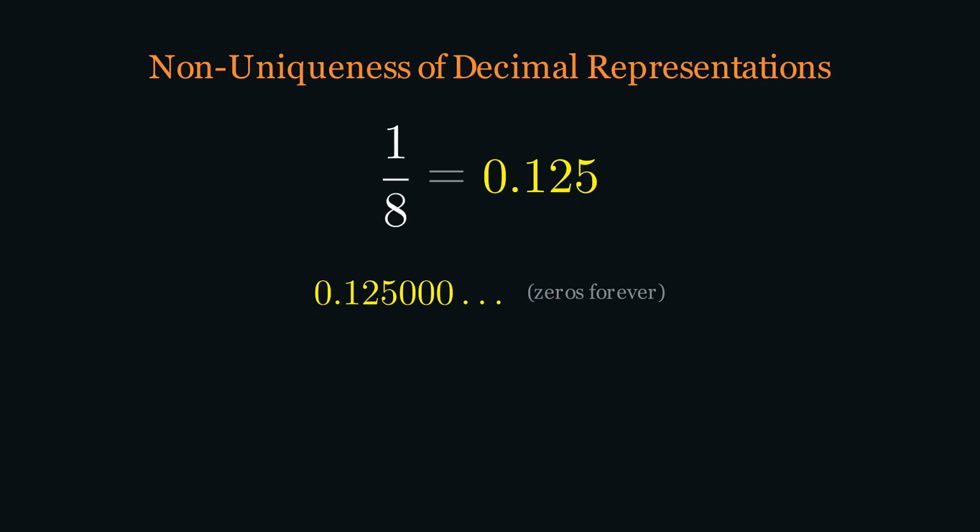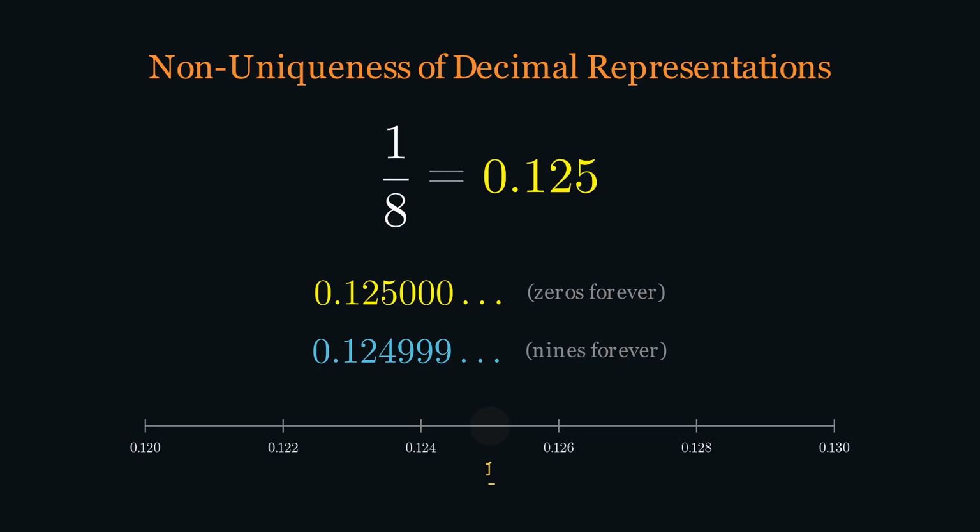Let's take 1/8, for example, which equals 0.125. We could write it as 0.125000 with zeros forever. But we could also write it as 0.124999 with nines forever. Both represent the same number. Both sequences of finite decimals have the same supremum. Two different names for one number. This shows that two different sets can have the same supremum.